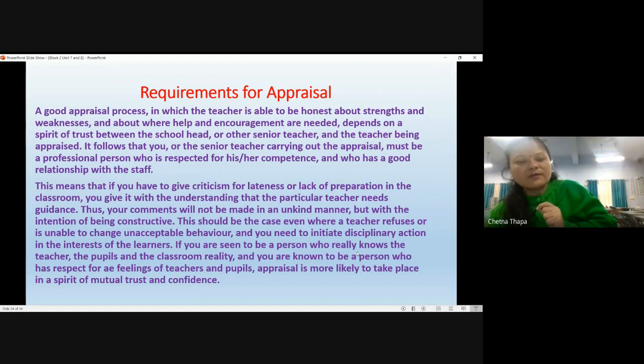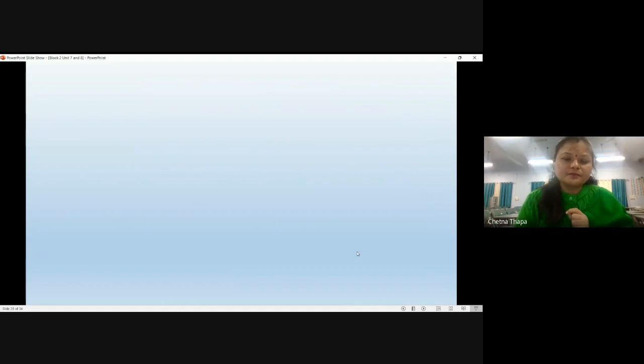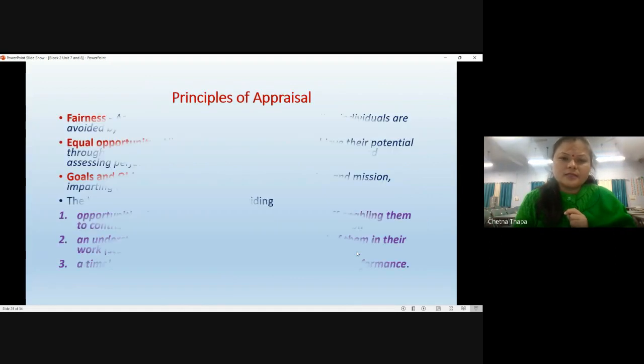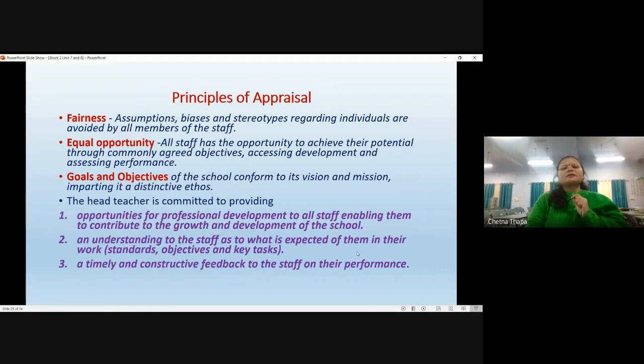The individual will be able to be honest about his strengths, his weaknesses. He will not wear masks in front of you. He will be able to tell you where his shortcomings are, what skills he requires, and he will be able to discuss his difficulties with you without any hesitation. So that mutual spirit of trust and confidence is required for the staff appraisal. Now we will discuss the various principles of appraisal.